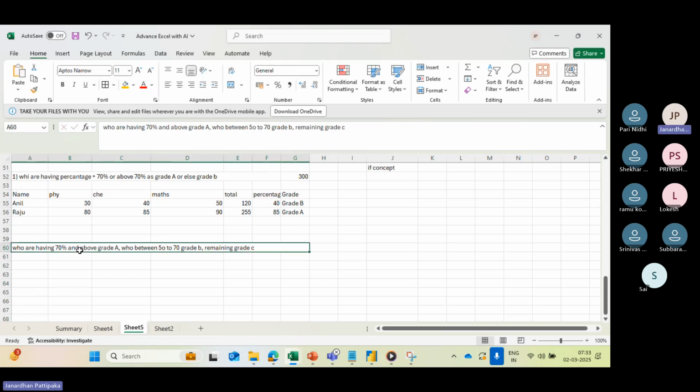So I'm adding another condition. If 70% above, they need to get grade A. But some people may also have 50 to 70. The persons in between 50 to 70, we'll mention grade B. And the persons who may be having from 0 to 50, so they have 30, 40, I need to give the grading as C. Okay. Now how can you achieve this formula?